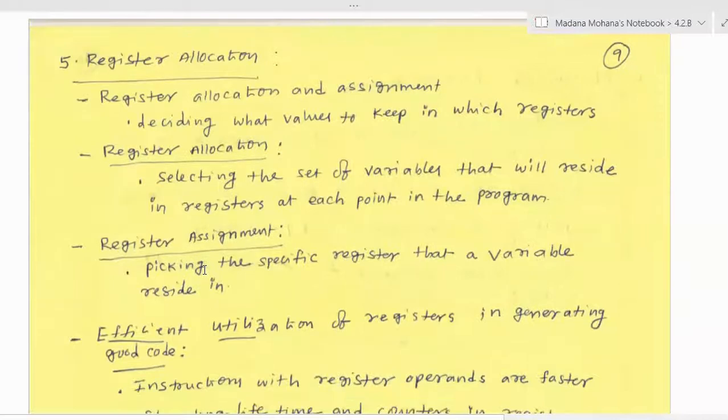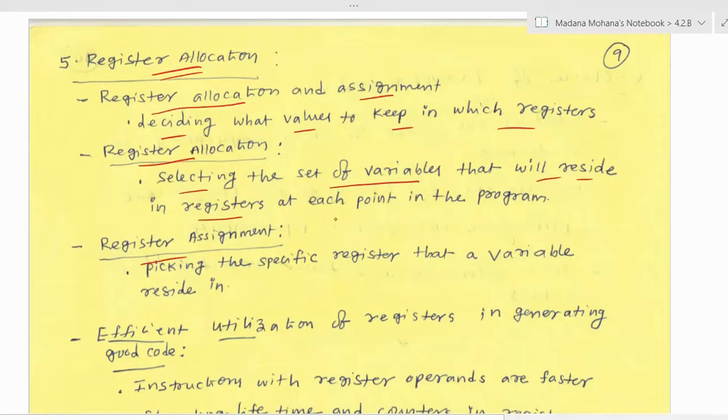Now the next design issue in the code generator is register allocation. This is very important. Register allocation and assignment means deciding what values to keep in which registers. First, let us see that these two are different: register allocation and register assignment. Register allocation is selecting the set of variables that will reside in registers at each point in the program. Selecting the set of variables that will be placed in registers at each point in the program is called register allocation.